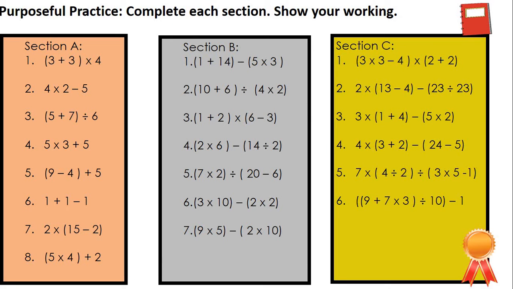Next up, we've got some purposeful practice. So I'd like you to work your way through from left to right, starting on section A, section B and section C. You'll need to write the question out fully and then tell me what that would be equal to. And I would like as well to see you underlining the bit you would do first. So say, for example, on section A, question 1, 3 plus 3 in brackets times by 4. You would underline 3 plus 3 because that is the brackets. That's the first thing you will do. And then you would multiply.